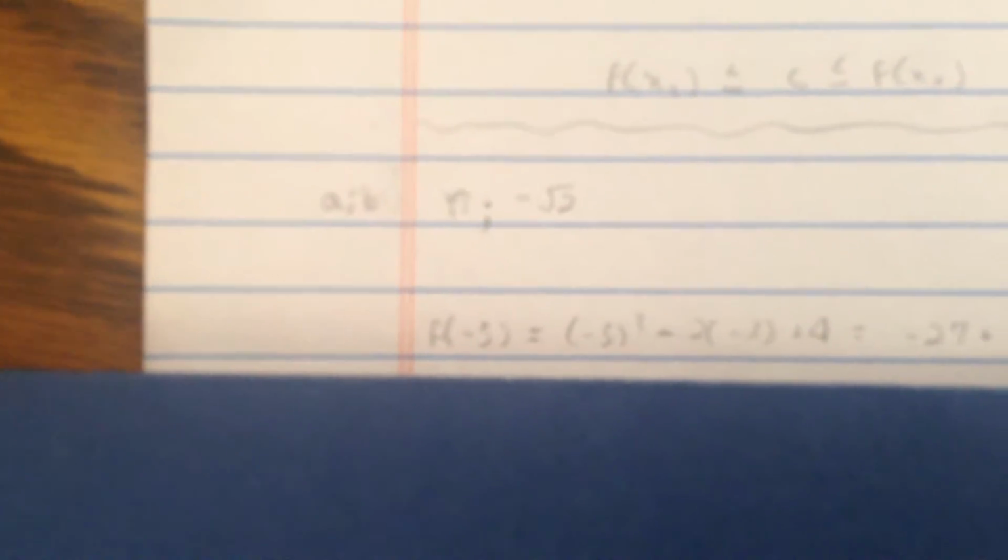And when you plug in negative 3, after some simplification, you end up getting negative 17. For the upper bound, we're going to use negative 1. So as you can see, I plug negative 1 into the function, and you get a value of 5.